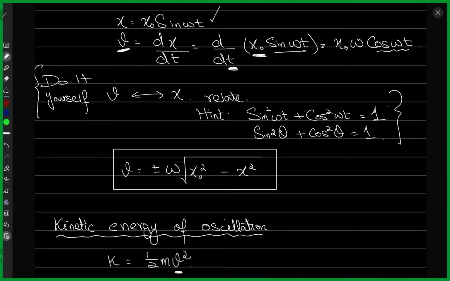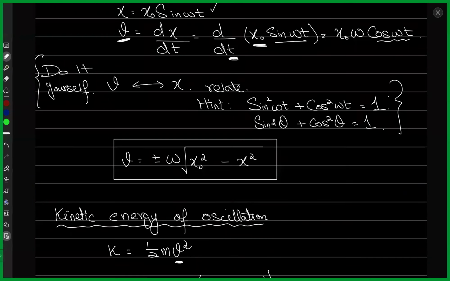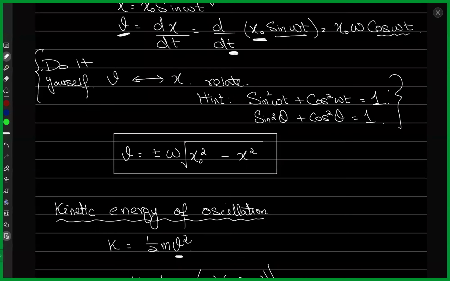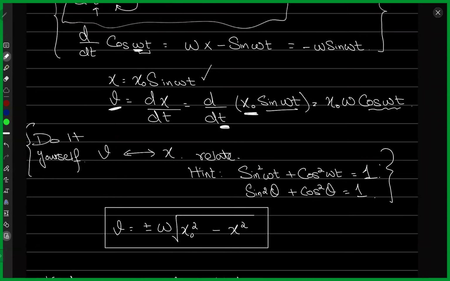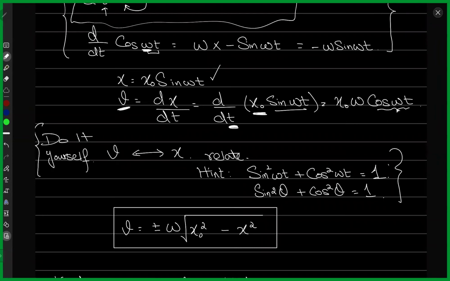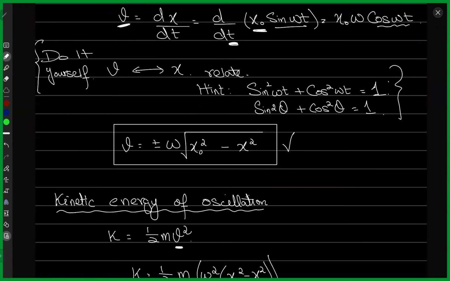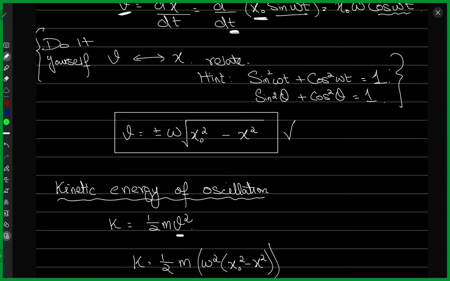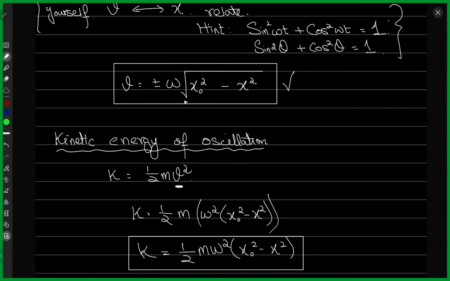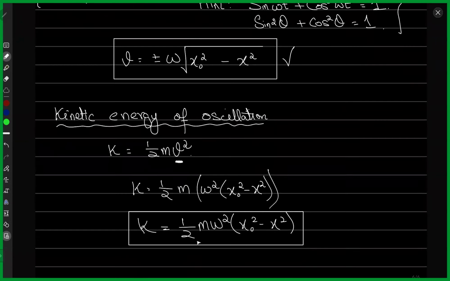From there, I gave this as an exercise, do this yourself. Use this identity: sine squared theta plus cos squared theta is equal to 1. You can see that in x you have sine, in v you have cos. So if you square both of these and add them together, you can find this relation, right? And then when you find this relation, just use it in half mv squared. In place of v, use this thing, and then you get the kinetic energy as this.